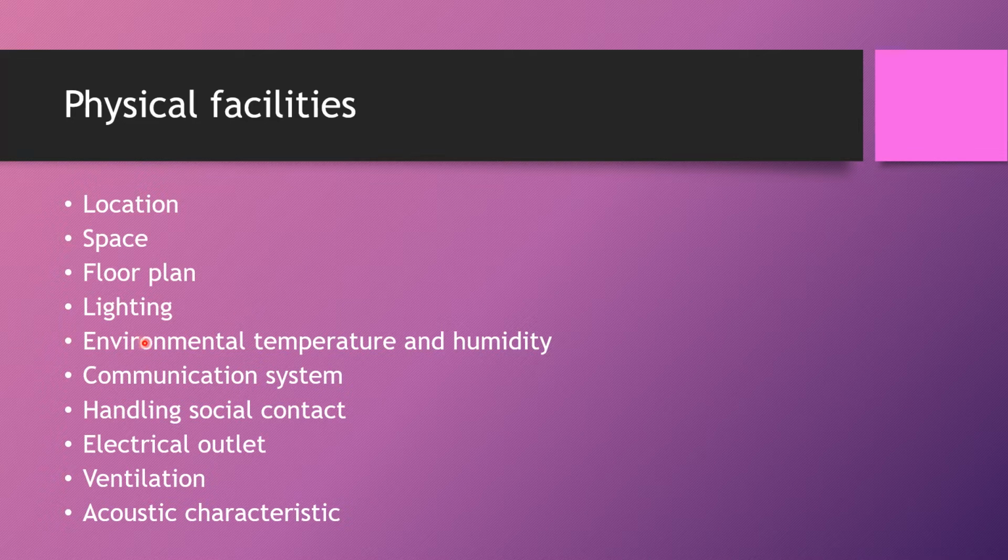Then lighting facilities, environmental temperature and humidity, communication system, that is the intercom and phone facilities inside the NICU, with a mild ringtone. Then handling social contact, electrical outlet, ventilation, acoustic characteristics, meaning the noise has to be maintained in the NICU. How much? That is the acoustic characteristics. Okay. Next, please.